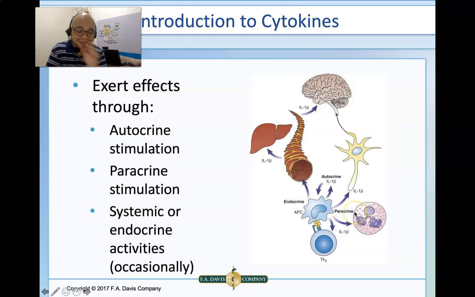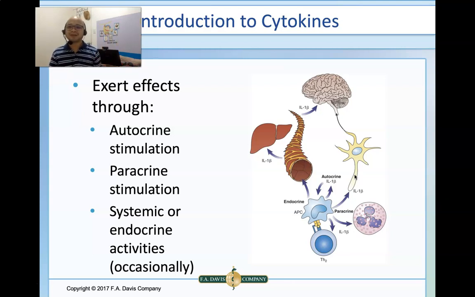Okay. So when we say paracrine stimulation, as you can see here, the cytokine acts on the nearby cells. As you can see in the illustration on figure 6-1, an example here is that interleukin 1 beta stimulates the T helper cells, the Th2 cells here. It also activates another cell here, neutrophils, and interleukin 1 beta is also able to depolarize the neurons.